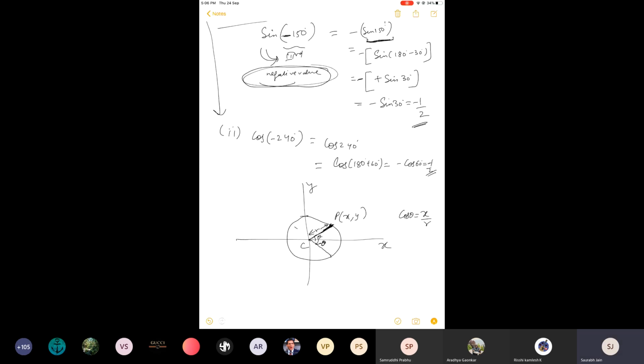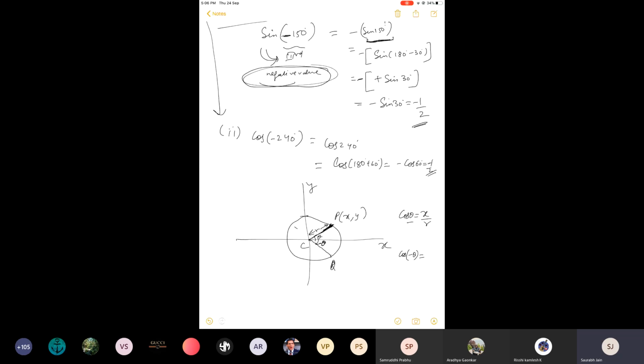So just like with the help of point P and theta, I have written cos theta as x by r. Now what I am doing, I am considering a point Q. I am joining it with the center C, and I am saying that this angle is minus theta. So just like I calculated cos of this angle, now I want to calculate cos of this angle. Which angle? Cos of minus theta.